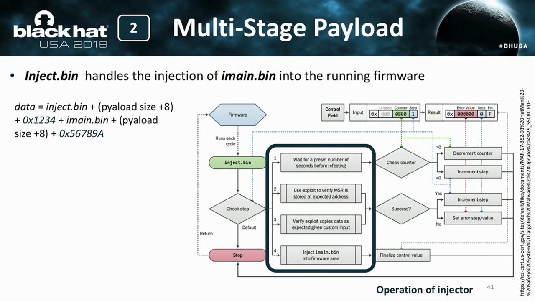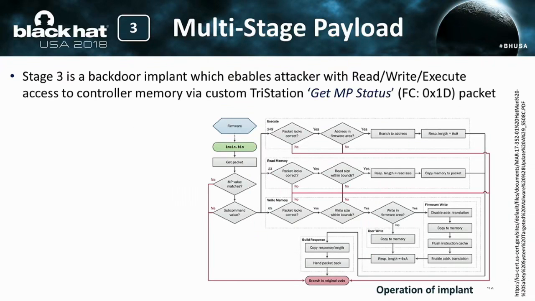And as you can see, IMAIN is between two values, 1, 2, 3, 4, and 5, 6, 7, 8, 9, 8. The attackers need these numbers to find the IMAIN in the memory during the injection, and then to relocate it into the safer part of the memory. And then with that, their backdoor is becoming part of the firmware.